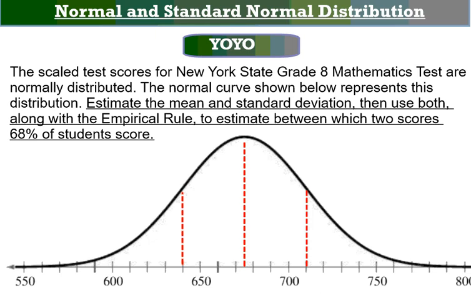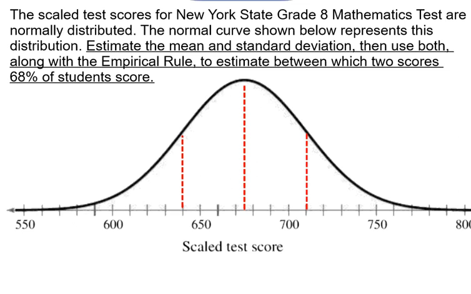I'm going to give you a chance to try. The scaled test scores for the New York State 8th grade mathematics test are normally distributed. When you have a large sample, and usually it's a test, you tend to get normal distributions. The normal curve shown below represents the distribution. Estimate the mean and standard deviation, then use both along with the empirical rule to estimate between which two scores 68% of students score. Give it a try, pause the video now, come back and see how you did.